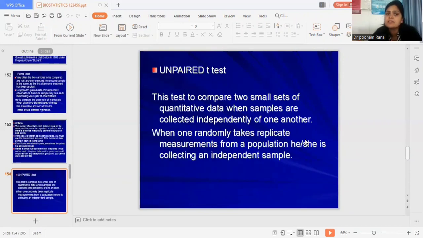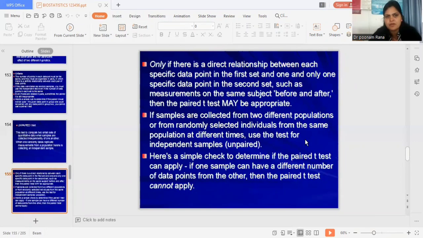Then what is the unpaired t-test? This test is used to compare two small sets of quantitative data when samples are collected independently of one another. When one randomly takes replicate measurements from the population, he or she is collecting an independent sample. Only if there is a direct relationship between each specific data point in the first set and one specific data point in the second set, such as measurements on the same subject before and after, then the paired t-test may be appropriate.